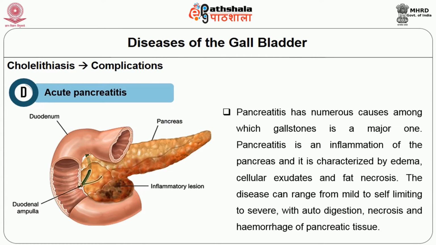Next comes acute pancreatitis. Acute pancreatitis has numerous causes, among which gallstones is a major one. Pancreatitis is an inflammation of the pancreas, and it is characterized by edema, cellular exudates, and fat necrosis. The disease can range from mild and self-limiting to severe, with autodigestion, necrosis, and hemorrhage of pancreatic tissue.